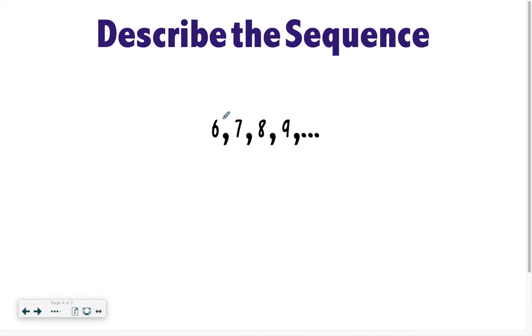Now, if we look at this next one, my first term would be 6, second term is 7, third term is 8, fourth term is 9, and my common difference is plus 1, right? That's how much it's changing by each time.